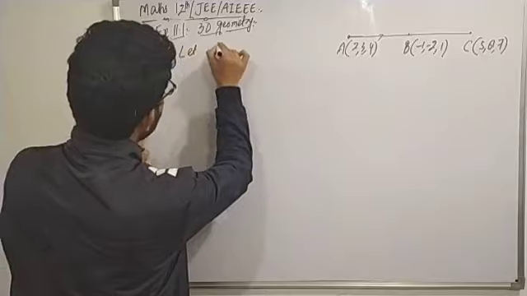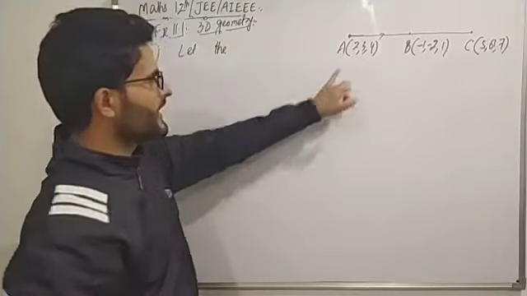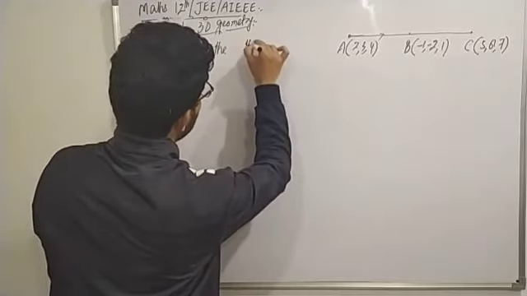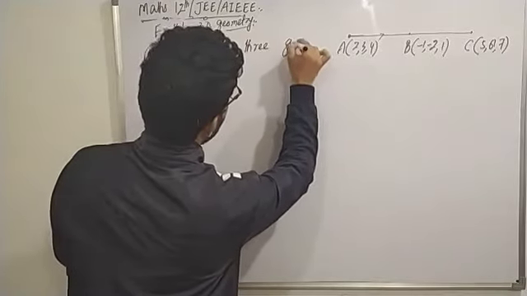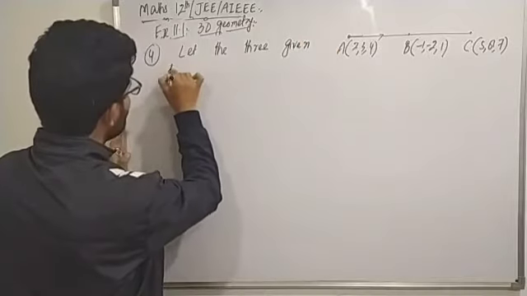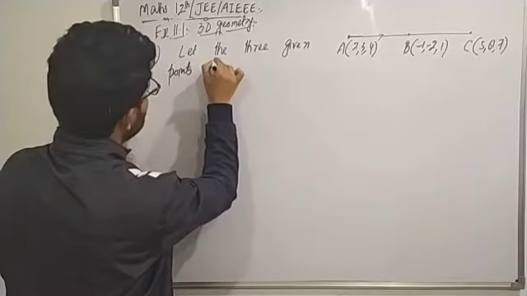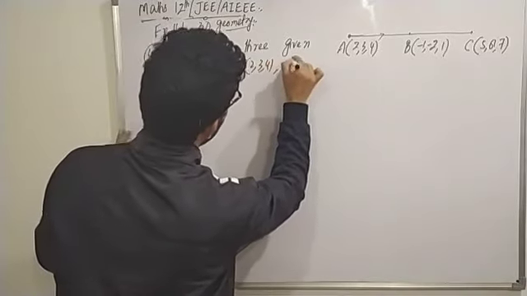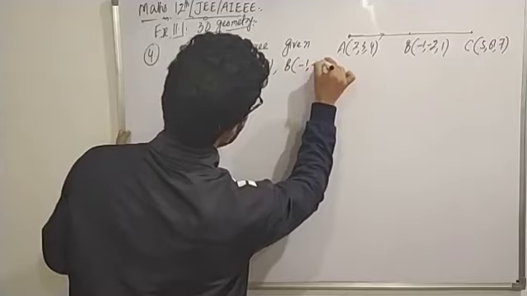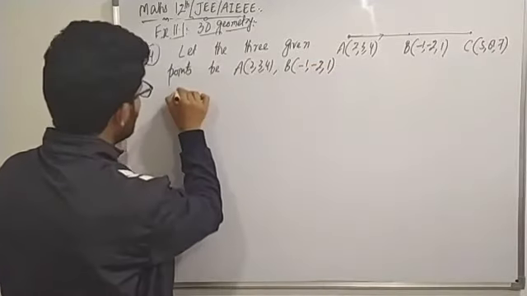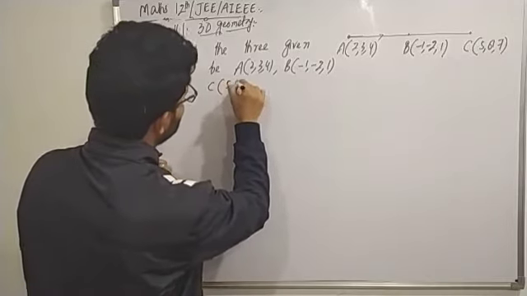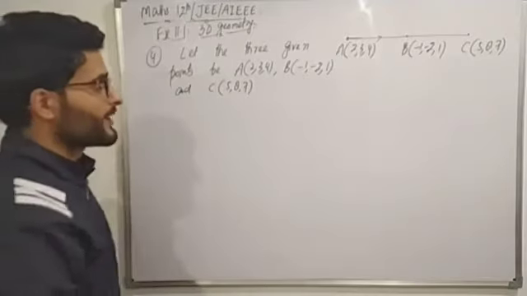Let the three given points be. Let क्यों किया? क्योंकि नाम नहीं दे रखा था, so यहां पे हमने नाम दिया A, B and C. Let the three given points be A of 2, 3, 4, B of -1, -2, 1, and C of 5, 8, 7. Clear? First we will find the direction ratios of AB.